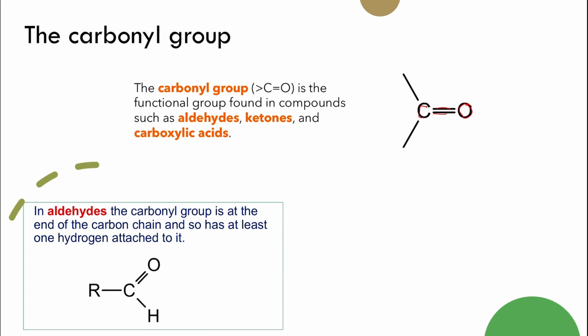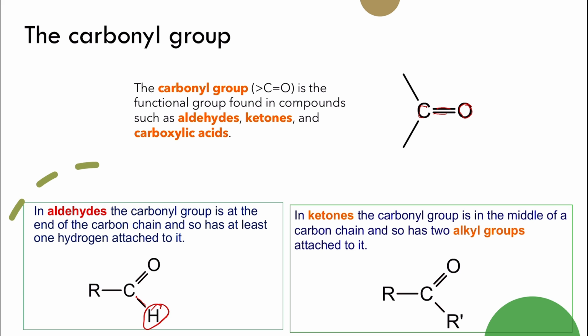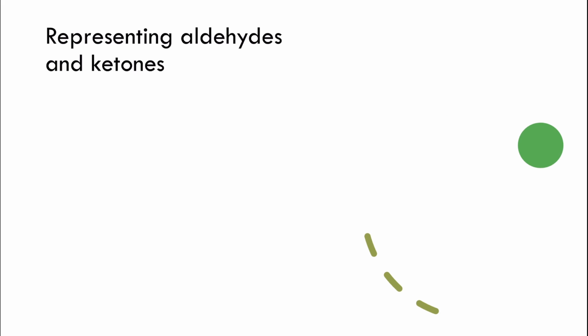So in aldehydes, the carbonyl group can be found at the end of the carbon chain, and the carbon is attached to a hydrogen. So these are the aldehydes. The ketones, on the other hand, have the carbonyl group somewhere in the middle of the chain, and there will be two alkyl groups attached to it. So this is the main difference between aldehydes and ketones.